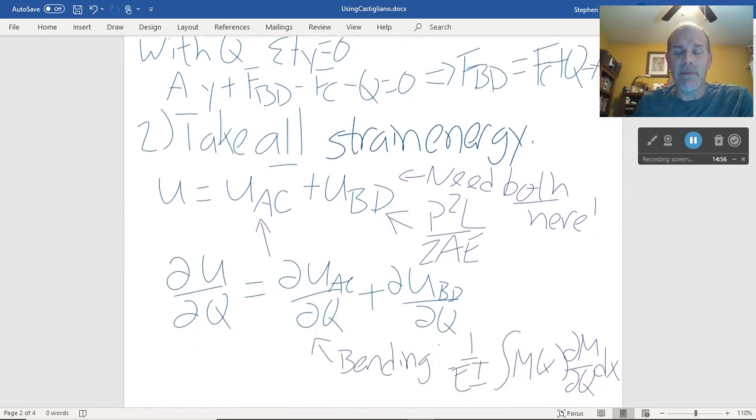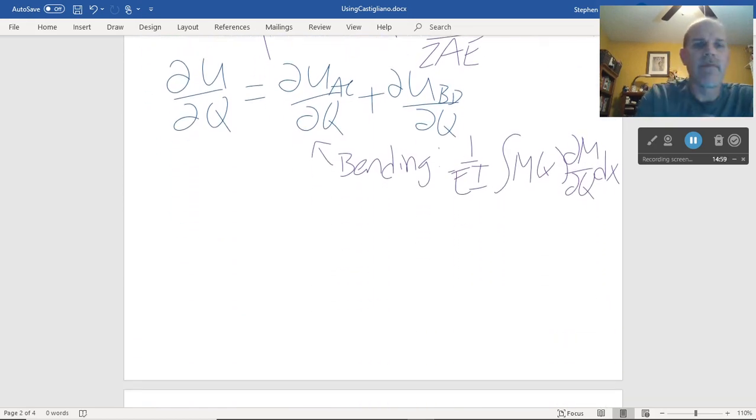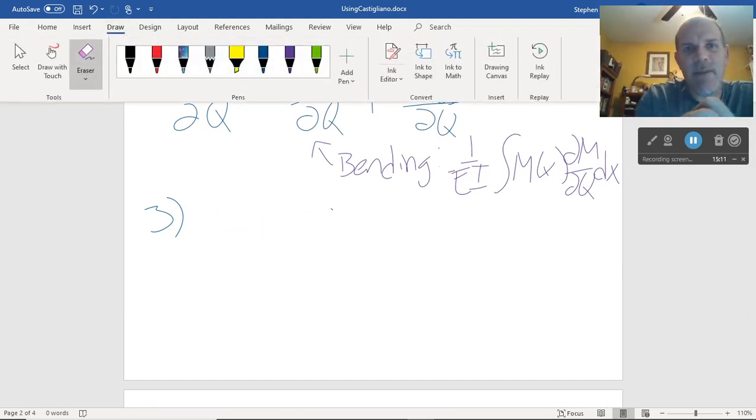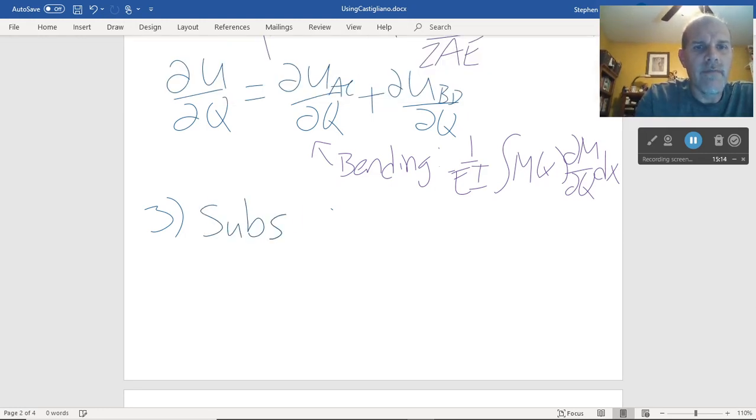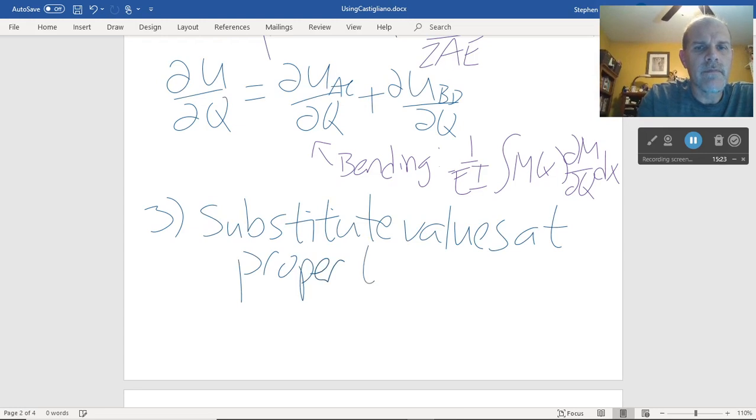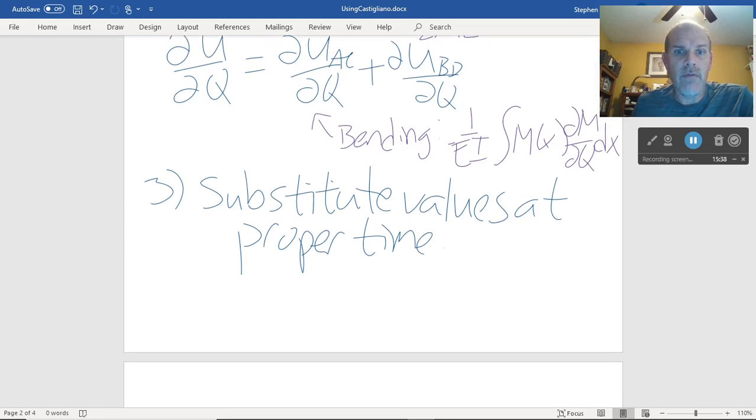Last but not least, okay? We substitute values at the proper time. Yeah, I jumped ahead of myself there. I apologize. Substitute values at the proper time. What does that mean? That means best practice, you do not substitute a value, especially if you have a dummy force Q in there, right? You don't go substituting a single value like that until you've taken the derivative.